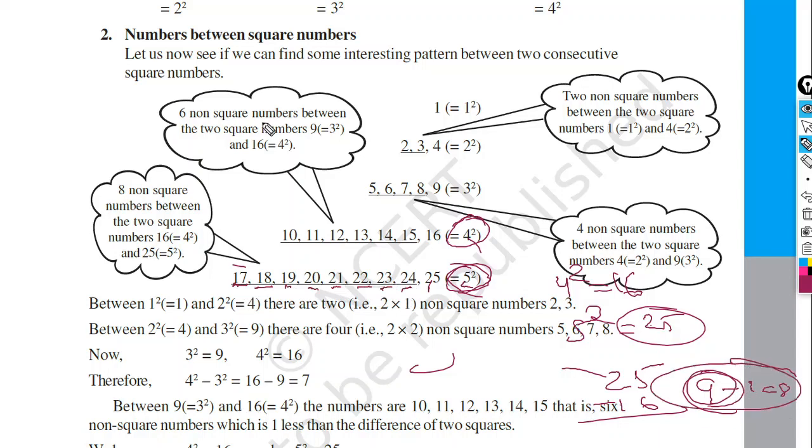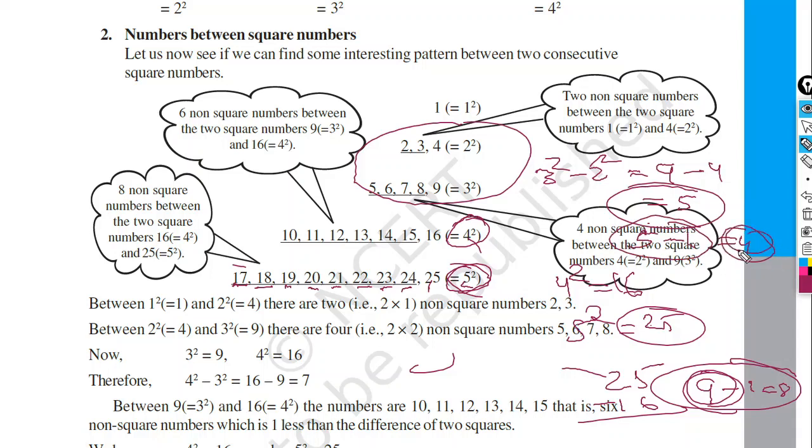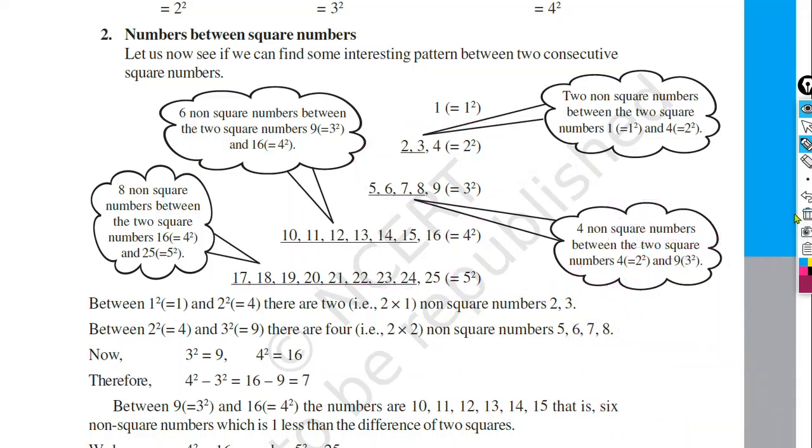Similarly, here we will find 3 square minus 2 square. So 3 square minus 2 square equals 9 minus 4, which is equal to 5. How many numbers are there? 5 minus 1 equals 4. So 4 numbers are there. Okay, so we will find a general formula for this.